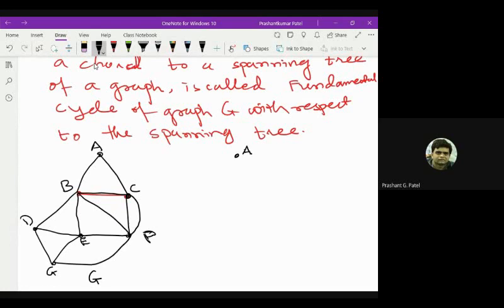So if I start with A, then let me consider from A to B, then B to C, C to F. You can consider this side or you can have this side, whatever you like. Let me go with this D, and then you go to G, and then come back to F, E. So this is my spanning tree.